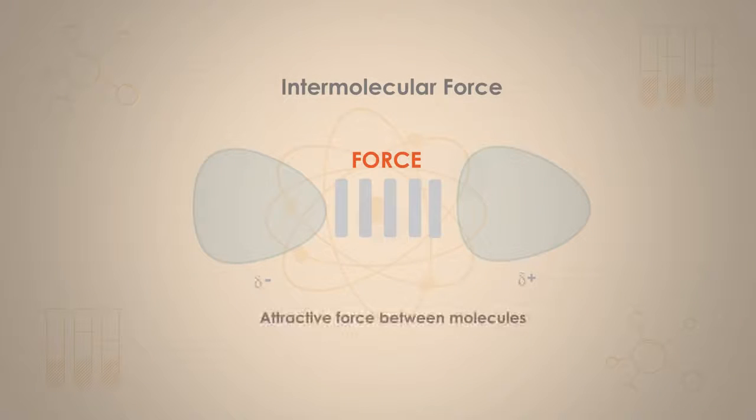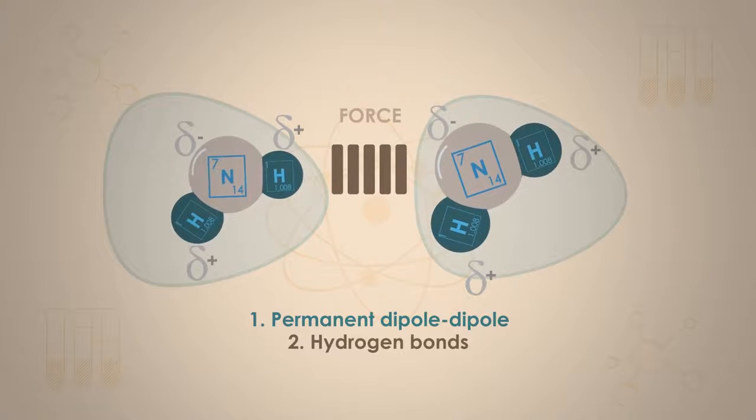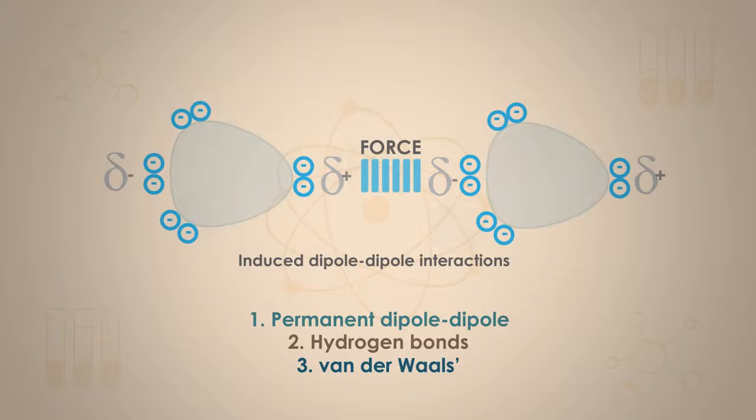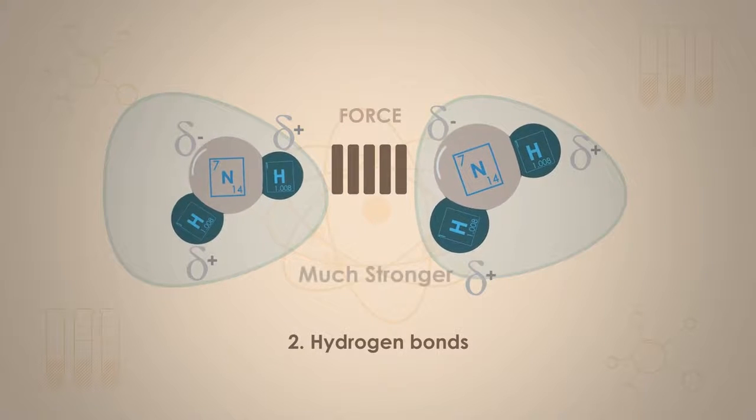So, to recap, an intermolecular force is simply an attractive force between neighbouring molecules. The three common intermolecular forces are 1. Permanent dipole-dipole forces, 2. Hydrogen bonds, and 3. Van der Waals forces. Hydrogen bonds exist between a hydrogen atom on one molecule and a fluorine, oxygen, or nitrogen atom on a neighboring molecule.